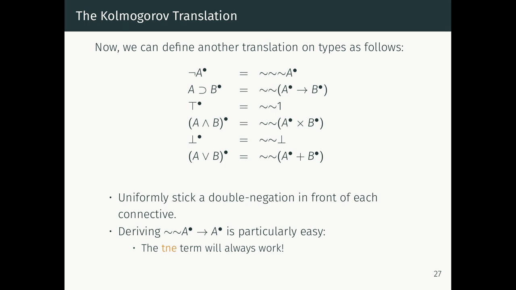And this is a translation that has some really nice properties. With our earlier translation, we were able to prove that double negation elimination was derivable, but we had to do some type-based argument where we said we'll do induction on types. With the Kolmogorov translation, double negation elimination is super easy, and the reason is that the triple negation elimination term we defined will always work. So if you have not-not of A translated, well, this A translation is going to stick an additional pair of not-nots in front of anything, and so then you can use triple negation elimination to collapse four not-nots into two nots, and then we're back to where we started. So double negation elimination works in a completely uniform way for the Kolmogorov translation.